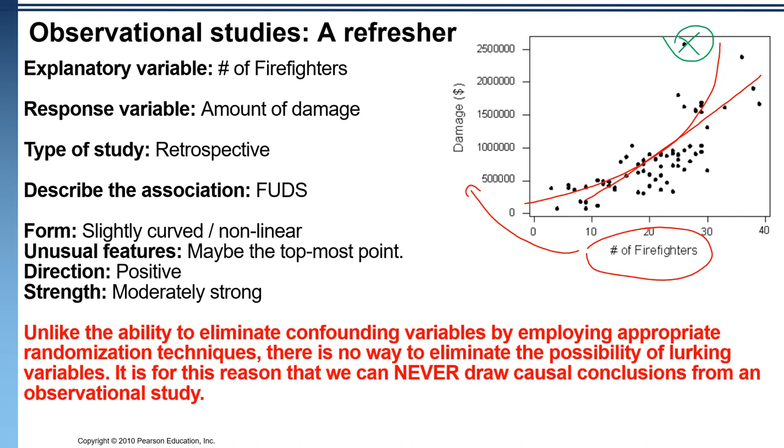Unlike confounding variables that can be eliminated using randomization, there's no way to eliminate the possibility of a lurking variable, and it's for that reason that we can never draw any causal conclusions from an observational study. You need that randomization in a randomly controlled experiment to make that kind of causal conclusion.